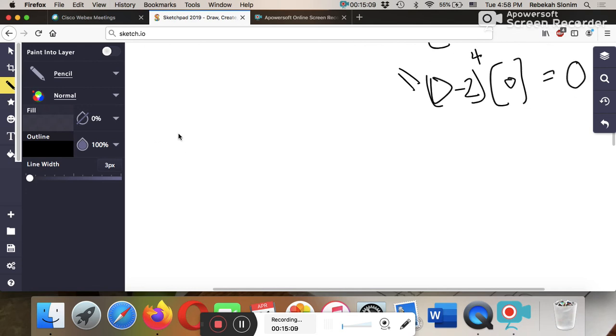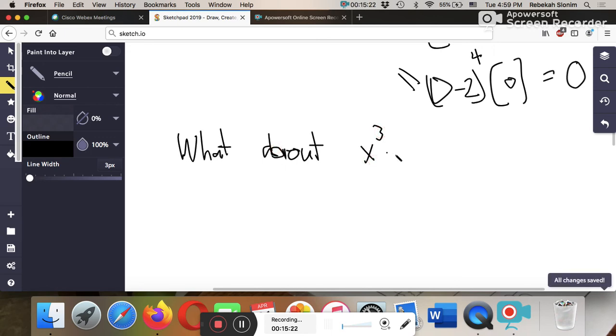Okay, what about x cubed e to the 2x? And by the way, I haven't shown explicitly that this and that d minus 2 to the 4th annihilates x cubed e to the 2x. I'll probably do that in a future video, but for now, just trust me on it. It's not hard to check yourself either. It just takes a little bit of work, but it's not even that bad.